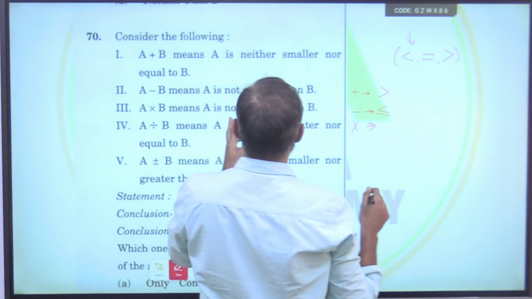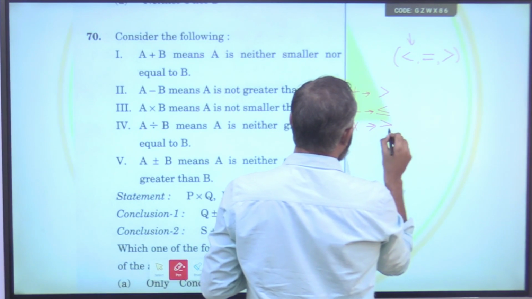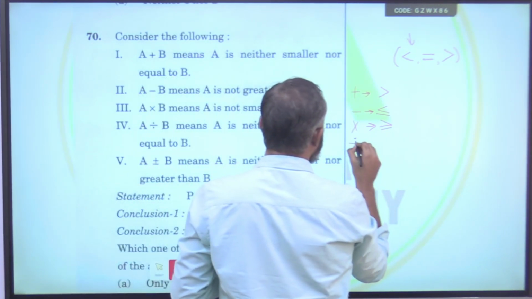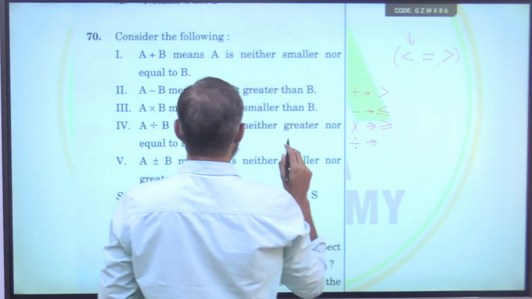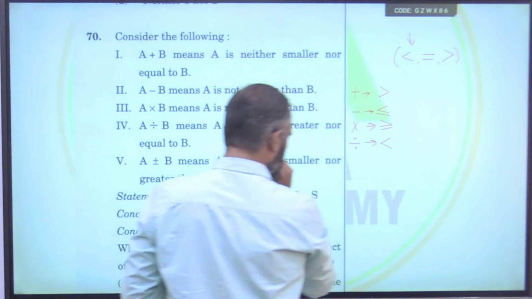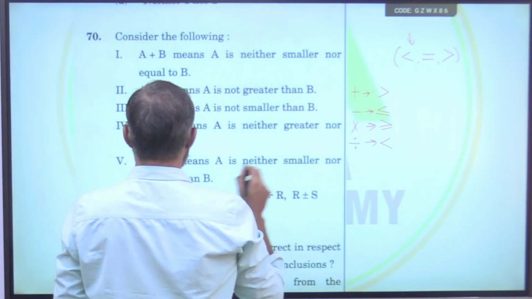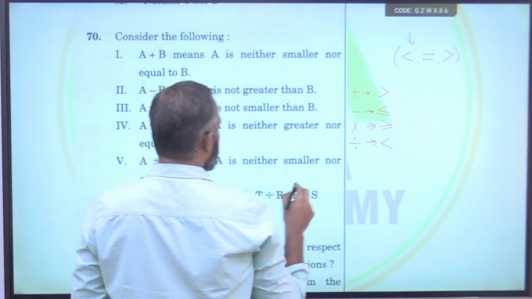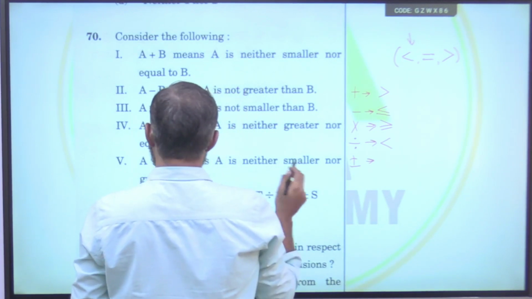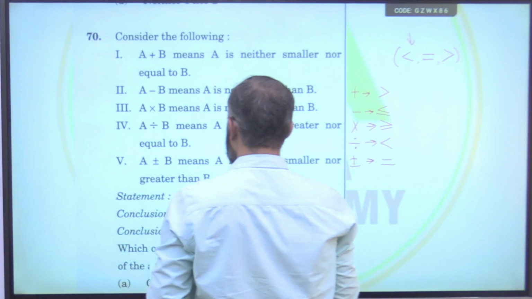means not smaller. Not smaller is either greater or equal. Next, division means neither greater nor equal, which means it is smaller. Next, plus or minus, neither smaller nor greater, which means equals.